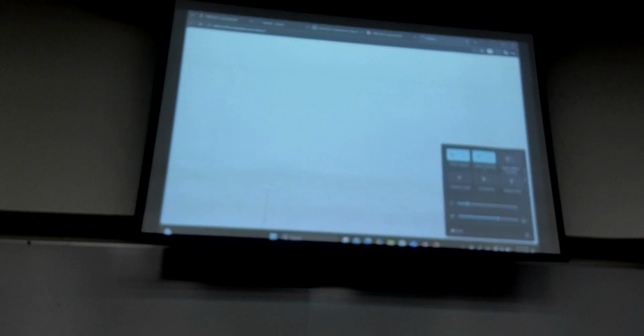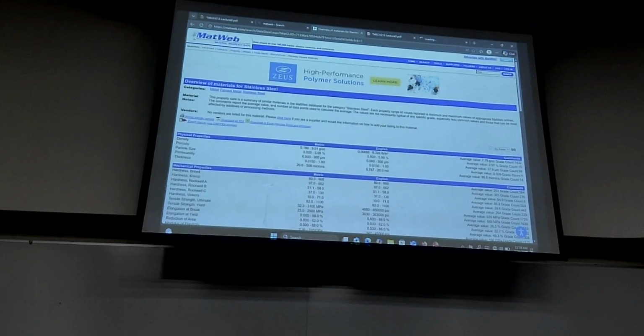Still loading. I opened this up already. So one good website is matweb.com. The internet does not help now. All right, matweb.com is a good website for that, a material repository.